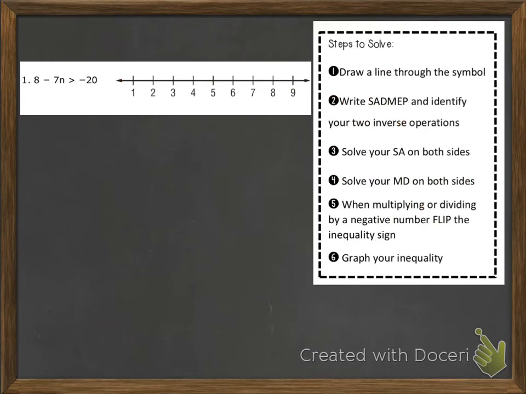So now we're going to solve, and to the right I have the steps to solve. My first step is to draw a line through the inequality symbol, and then I write SADMEP to the side.